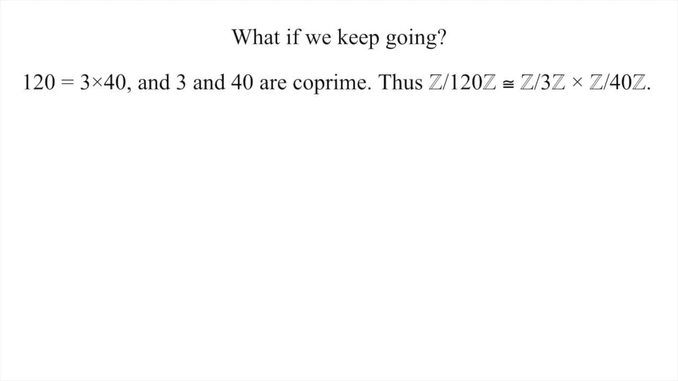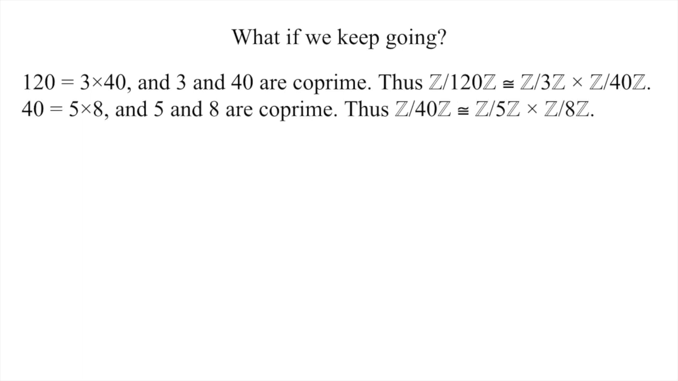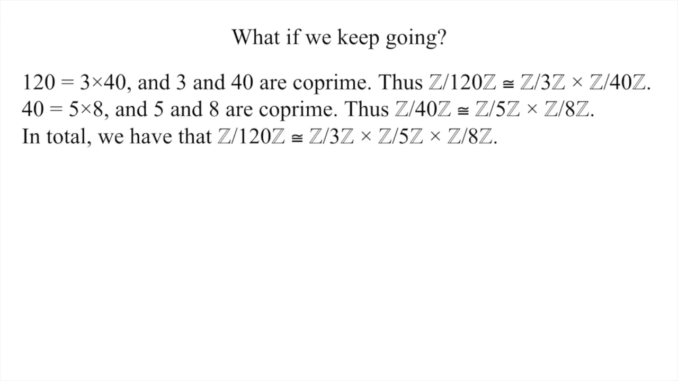Here we go. 120 is equal to 3 times 40, and 3 and 40 have no prime factors in common. Therefore, Z mod 120Z is isomorphic to Z mod 3Z times Z mod 40Z. 40 is equal to 5 times 8, and 5 and 8 have no prime factors in common. Therefore, Z mod 40Z is isomorphic to Z mod 5Z times Z mod 8Z. In total, we have that Z mod 120Z is isomorphic to Z mod 3Z times Z mod 5Z times Z mod 8Z.